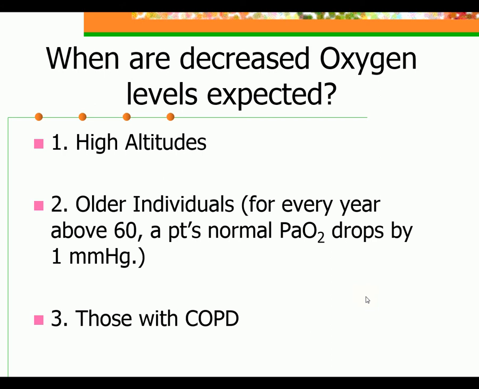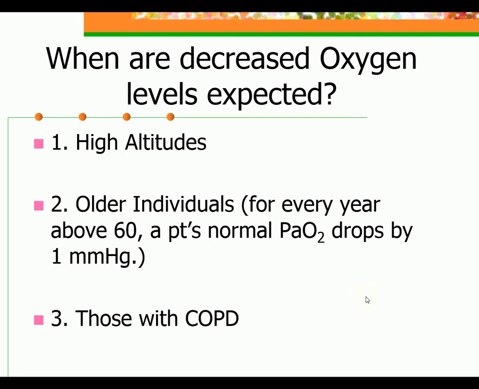So, when are decreased oxygen levels expected? High altitudes, older individuals, that would be for every year over 60, or those with COPD. I would pick all the above. A patient with chronic respiratory problems may have a low O2 level and can still be adequately oxygenated because of a compensatory mechanism. So if you have a patient with COPD, they maintain higher than normal hemoglobin levels to increase their body's O2 carrying capacity.